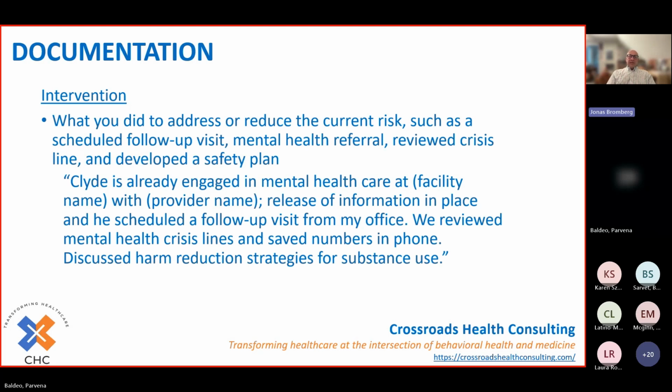The next thing you want to document is what you did to address or reduce the current risk. Did you schedule a follow-up? Are you planning to or have made a mental health referral? Have you developed a safety plan? Reviewed with the patient and family the crisis helpline numbers. Again, some of this can be templated in an EHR that allows you to do that so that it can be customized for each individual instance where you may need to use this.